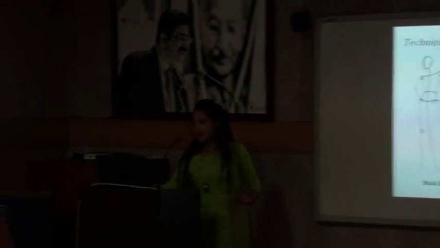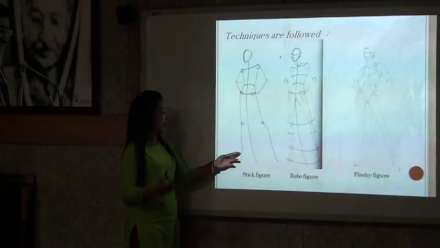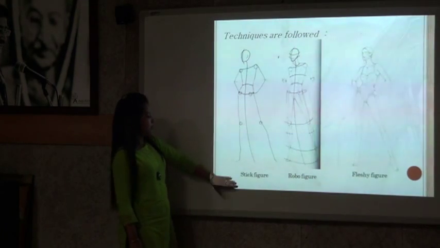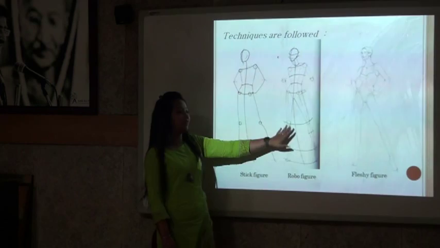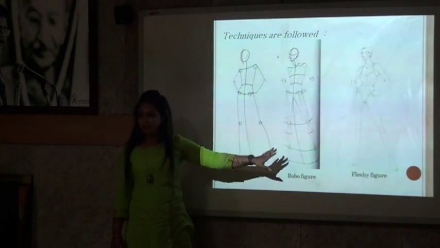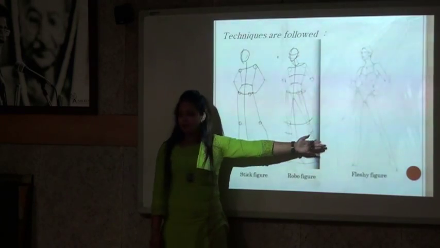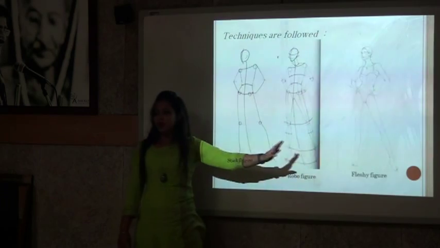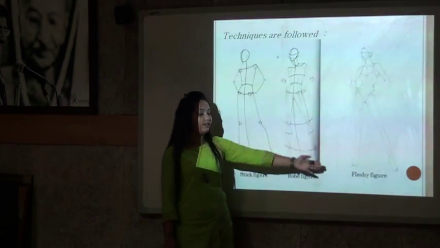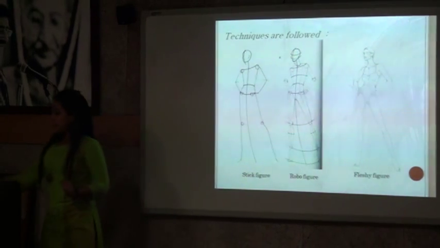After that is the stick figure. There are some joints in the shoulders, waist, knees and ankles. That is the stick figure. After that is the robo figure, which looks like a robot but is not a human being. After that we give some curves, in arms and legs, on this robo figure. Then we get the fleshy figure or the original human being, right?